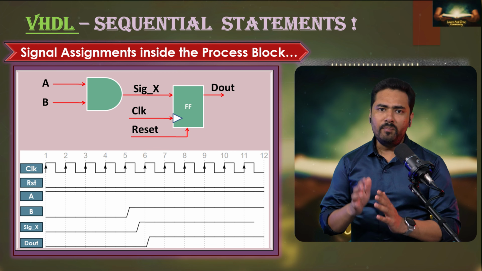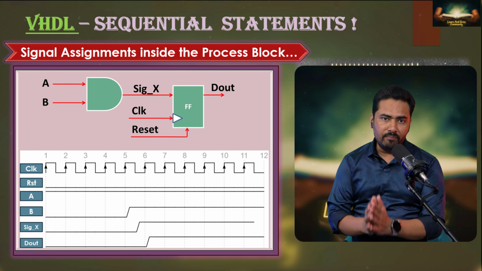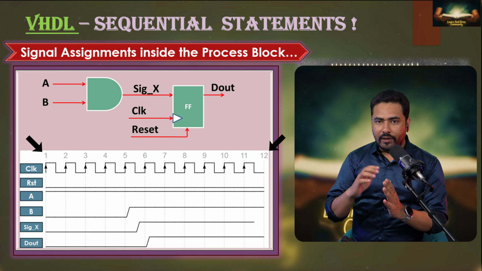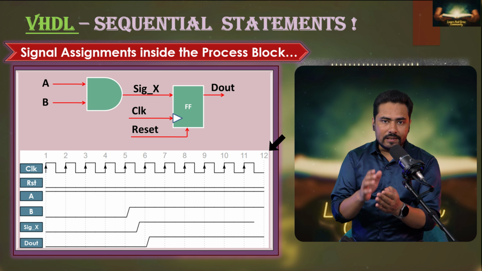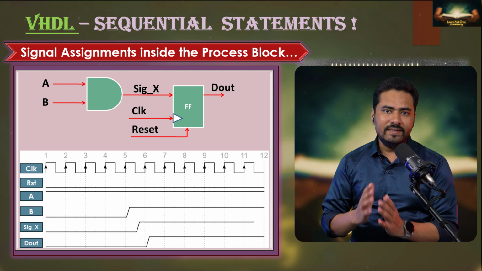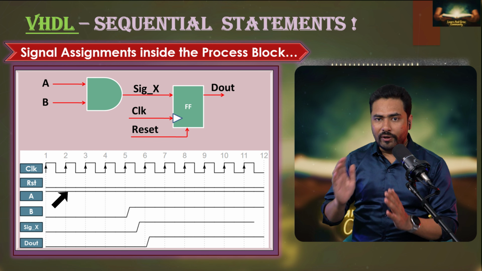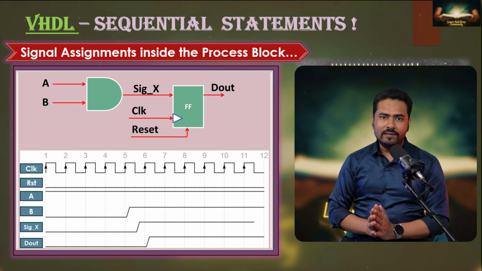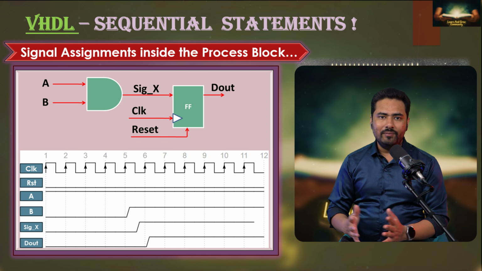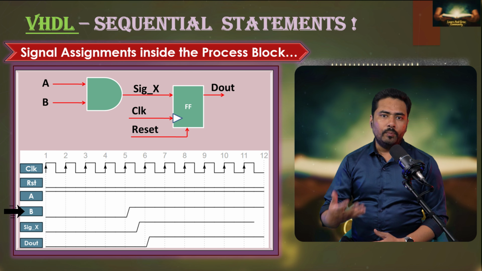In this timing diagram, the rising edges of the clock are numbered from 1 to 12. So we can use these numbers to refer to the specific clock edge. Here, signal A remains high, so we can ignore it for now. Consider this just to understand it, okay? So let's focus on the input B.